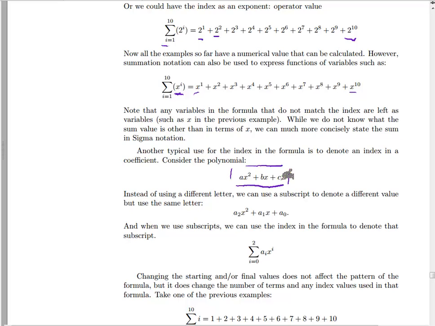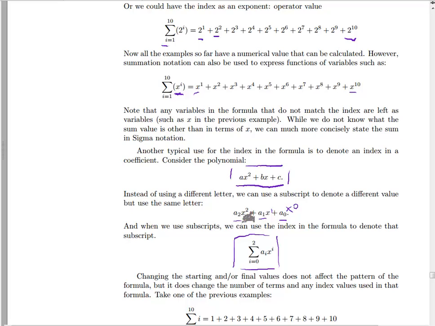If instead we denote our coefficients in a more systematic way, instead of c we use a0, instead of b we use a1, instead of a we use a2. Notice the pattern here. I could write this a0 as a0 times x to the 0, a1 times x to the 1, a2 times x to the 2. You can see the regular pattern of these terms has the form ai x to the I. And in fact, we can use that expression in our summation expression.